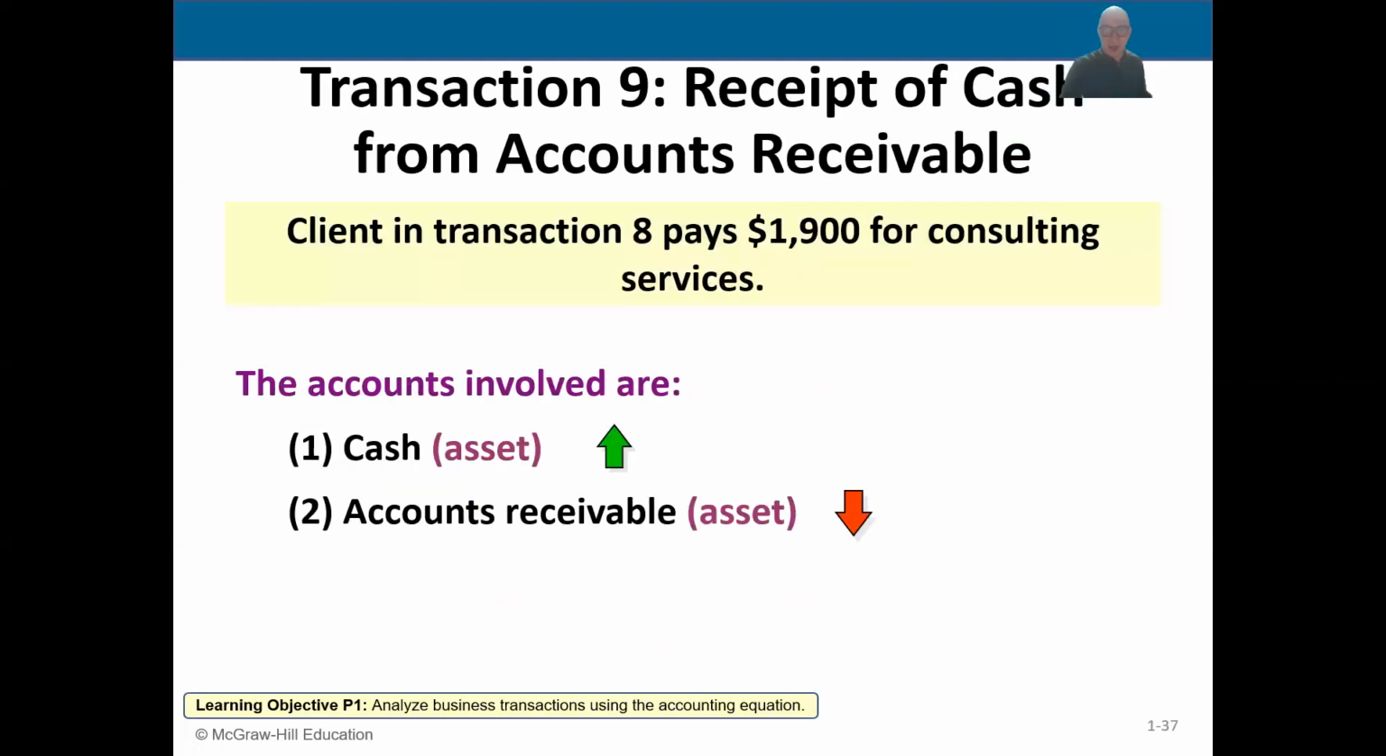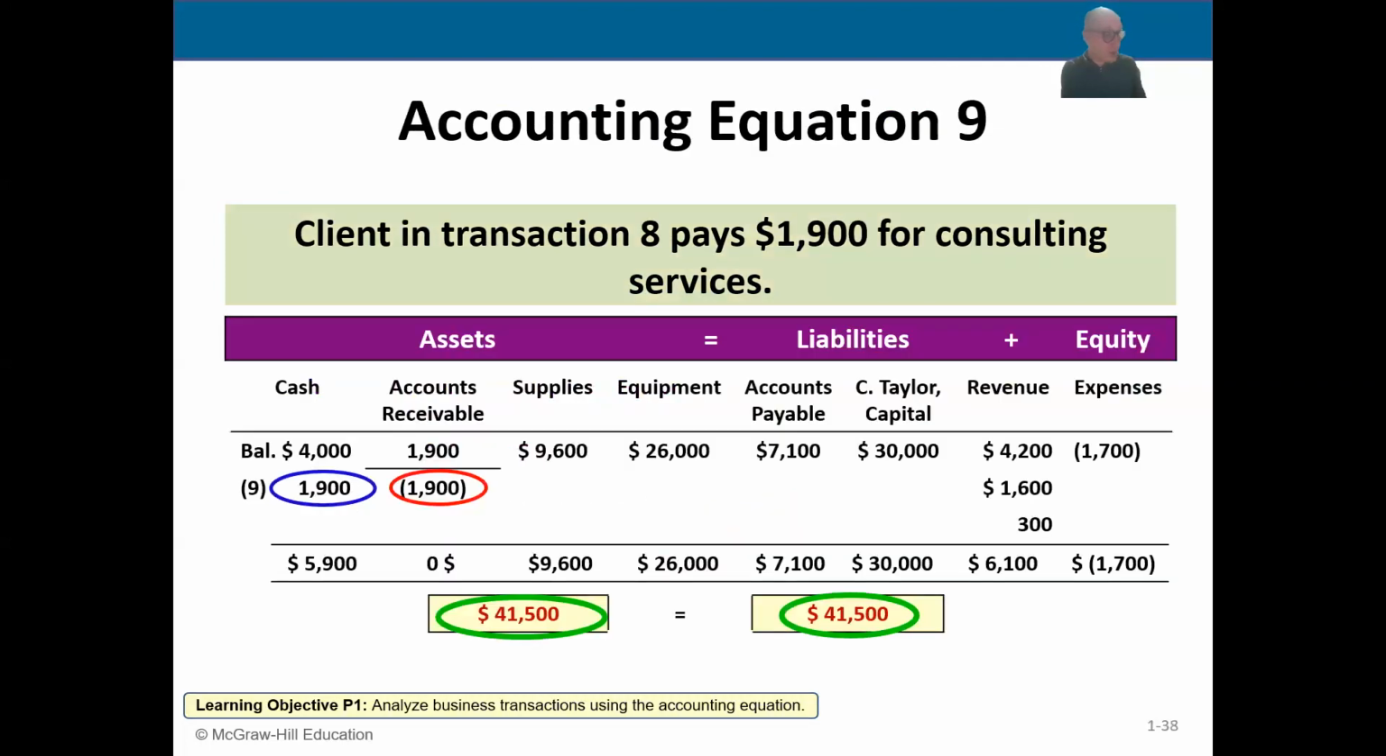Ninth transaction. I received cash from my customer later on from that earlier transaction. Okay, for the $1,900. Customer comes in, hey, I owe you some money. There's $1,900. So I debit cash, $1,900. I credit accounts receivable, $1,900 to reduce that customer's accounts receivable for the money that they owed me. You see? And so both of those, as you know, are asset accounts. So increasing cash, reducing accounts receivable, accounting equation still in balance.